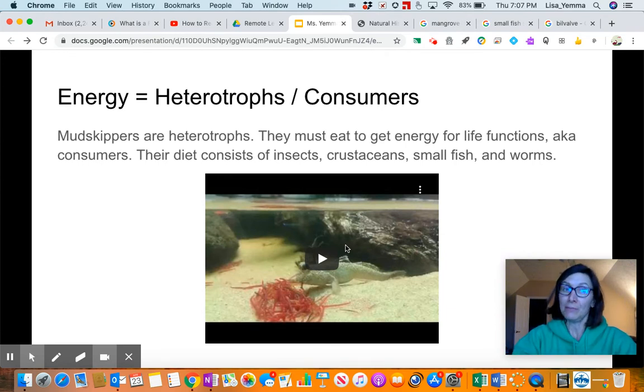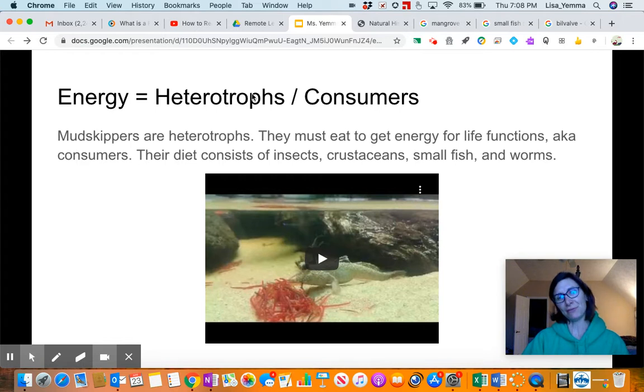So my mud skipper is a heterotroph. A heterotroph is an organism that gets its energy from a different trophic level. Heterotrophs get their energy from a different source other than themselves. Autotrophs get their energy from themselves. So things that are producers, plants, things that photosynthesize, are autotrophs. Auto, myself; troph, there's my energy.